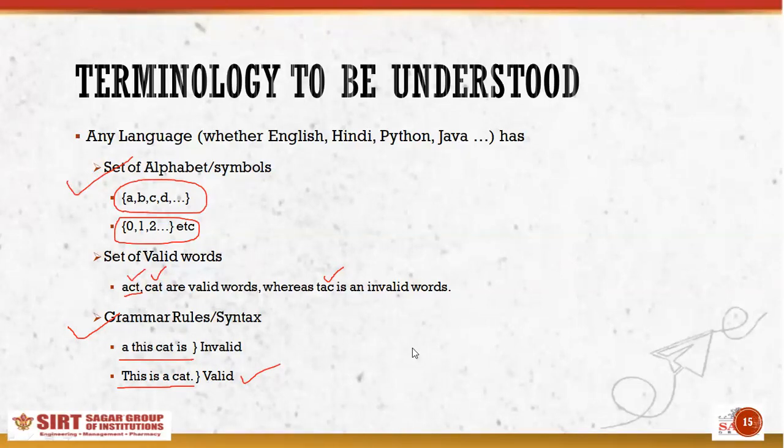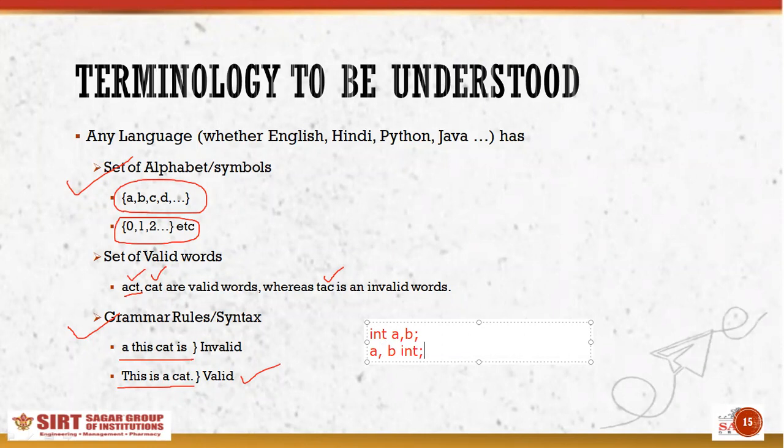Similarly, if I talk about, let's say, C++, in C++, if you write int a comma b semicolon, then it will be valid. But if I write a comma b int semicolon, it will not have any meaning because it is not following the syntax rules which are there in C++ language.